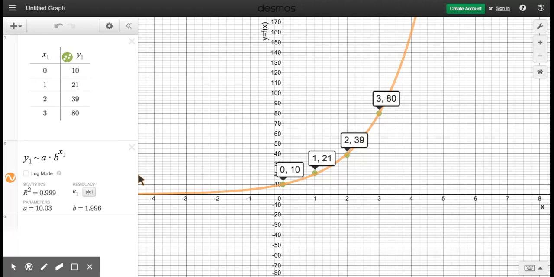So that's the process: y1 with a tilde, a times b to the x1. It says that a is worth 10.03 and b is worth 1.996. And that's it, ladies and gentlemen, for how to do regression on Desmos.